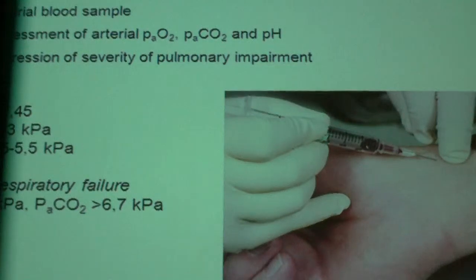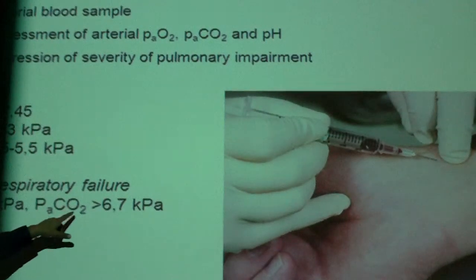And when a patient has advanced COPD and develops chronic respiratory failure, we can diagnose that in the blood, and we see that there's a low content of oxygen, below 8, and a high content of carbon dioxide.